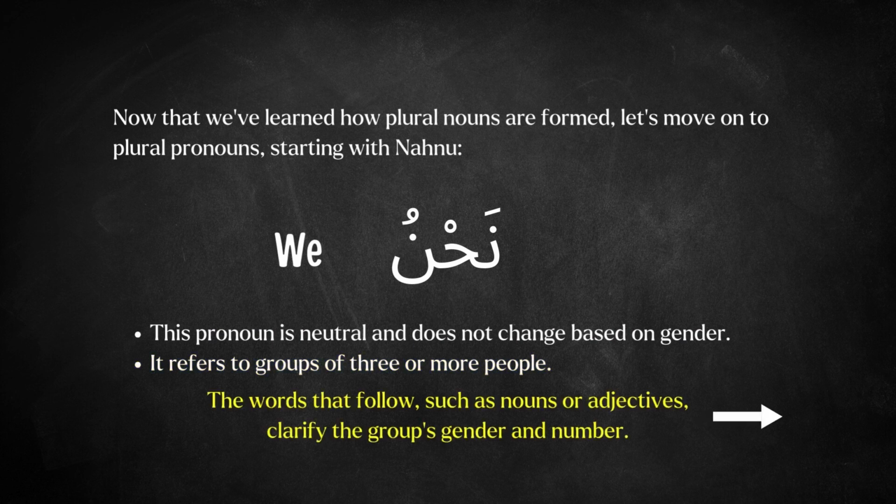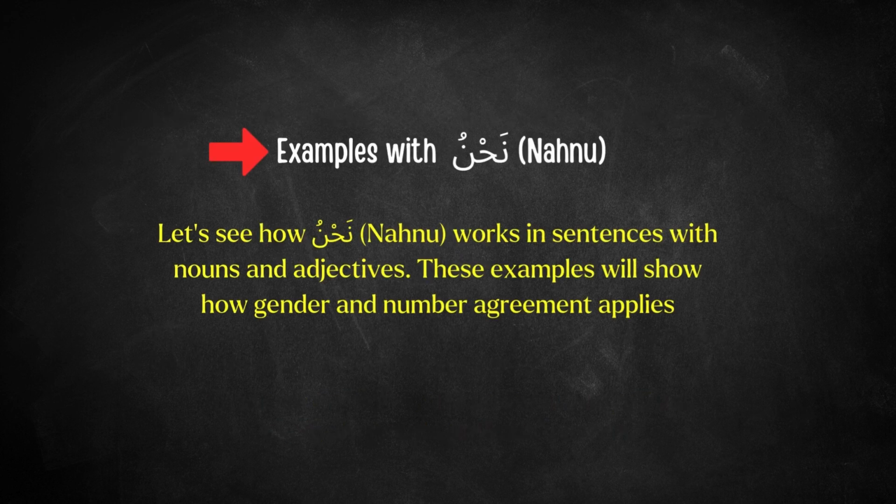The words that follow, such as nouns or adjectives, clarify the group's gender and number. Let's see how نحن works in sentences with nouns and adjectives. These examples will show how gender and number agreement applies.